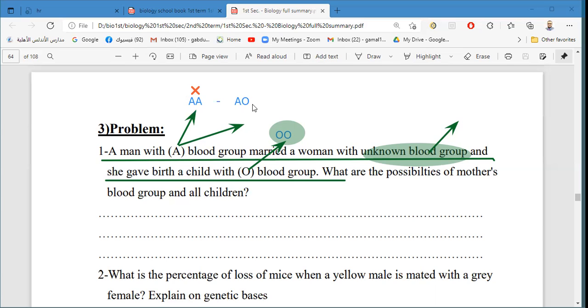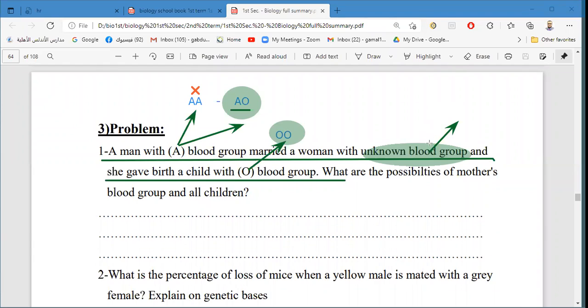The father must be hybrid like this. The father must be AO, because one of his children will be O, so he must give the O gene. So the father must be like this. It cannot be like this at all. The genotype of the father must be AO. So the father is AO.